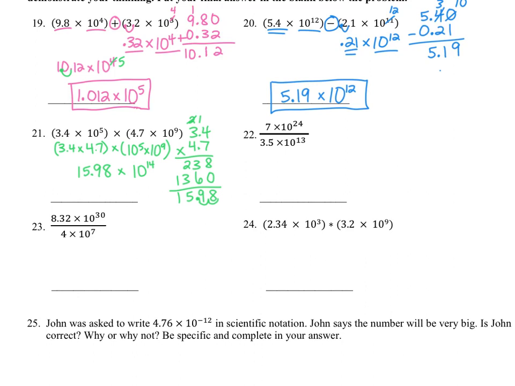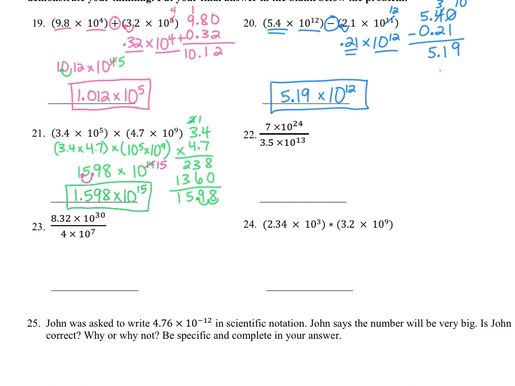Again, that's the answer, but it's not in scientific notation, so we do want to adjust it. So we need to move this decimal to the left one to make it between 1 and 10. Since I made that number smaller, I need to turn around and make this number bigger. So 15.98 times 10 to the 14th is the same thing as 1.598 times 10 to the 15th.